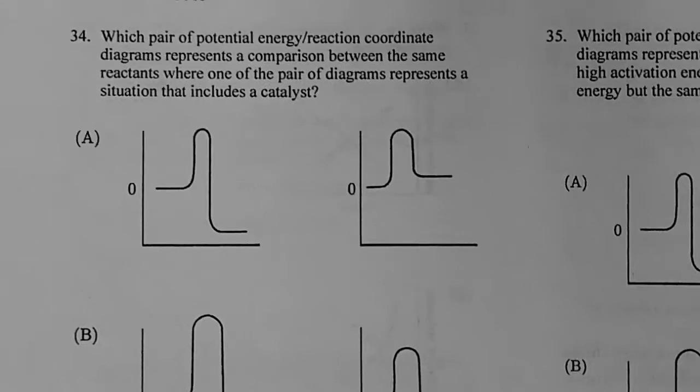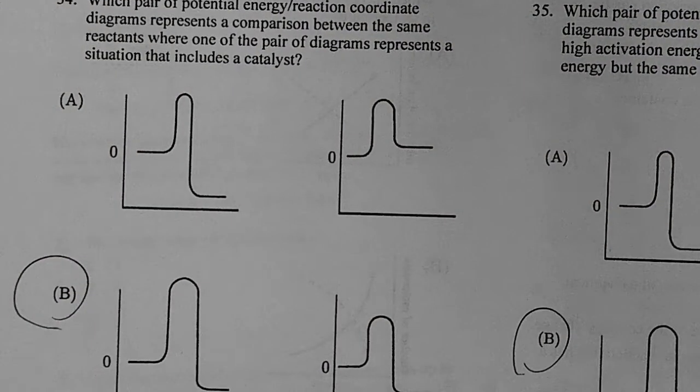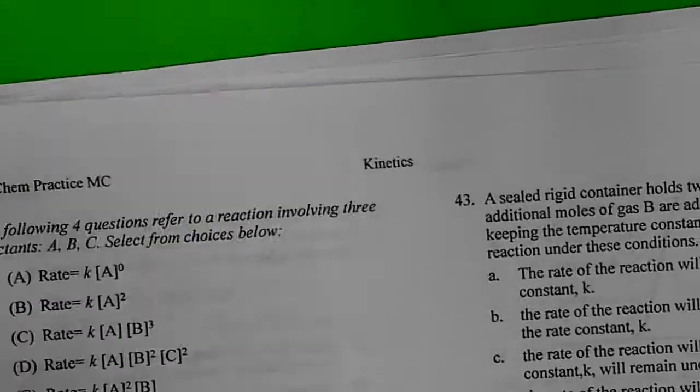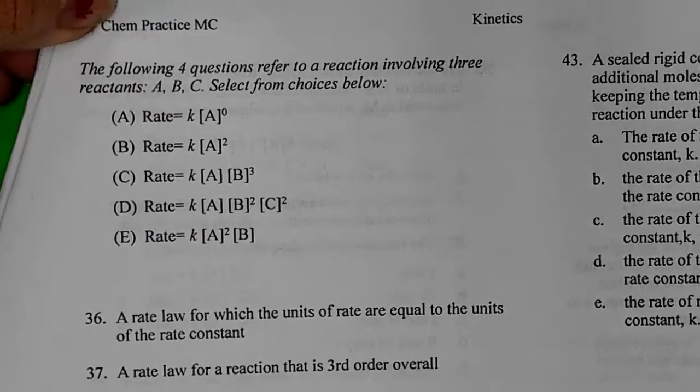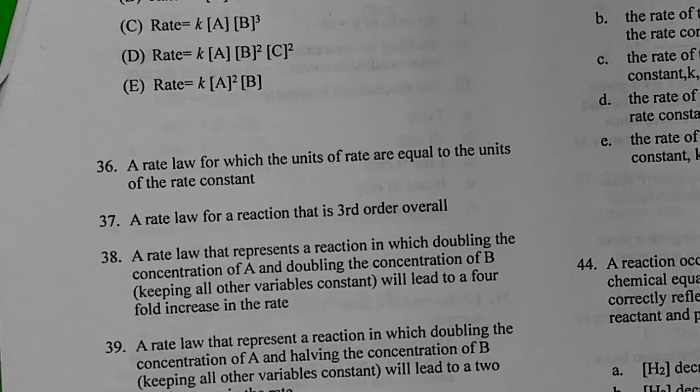Oh, a lot of graphs. All right, these two, everybody should get 34 and 35 correct. What do we get? B and B. Easy, right? It's the same question and same picture too. Okay, just written a little bit differently so that we can see the difference. All right, so we're now matching. 36, 37, 38, 39. Let's match it up. Okay, 36: the rate law for which the unit of the rate is equal to the unit of the rate constant.